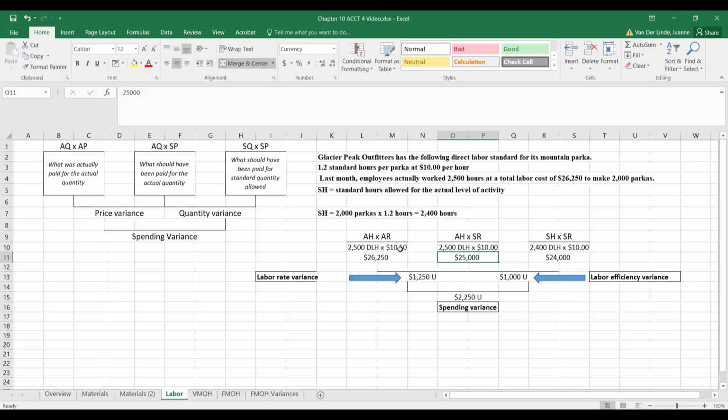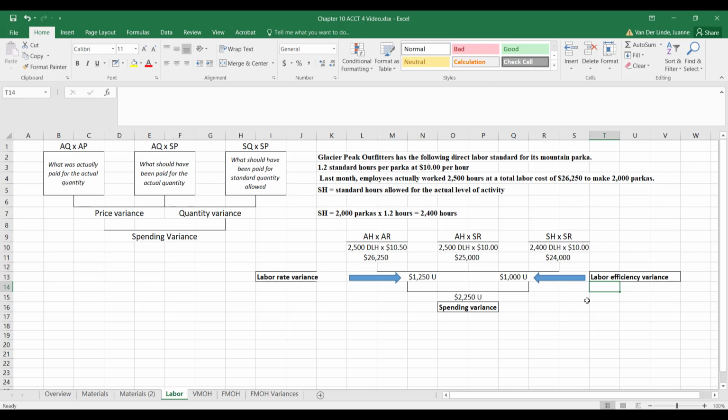We spent 50 cents more per hour than we should have. So anytime you spend more than you should have, it leads to an unfavorable price variance, or more specifically here, when talking about labor, an unfavorable labor rate variance. Now, let's find the labor efficiency variance.